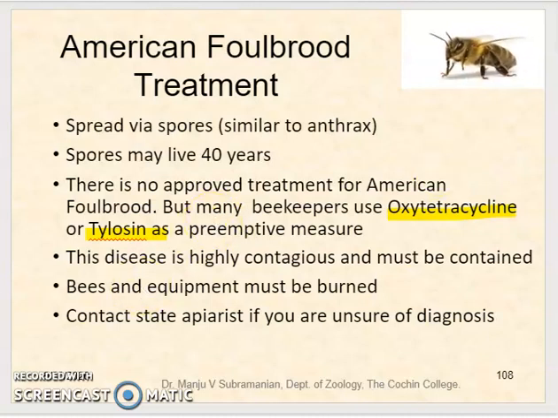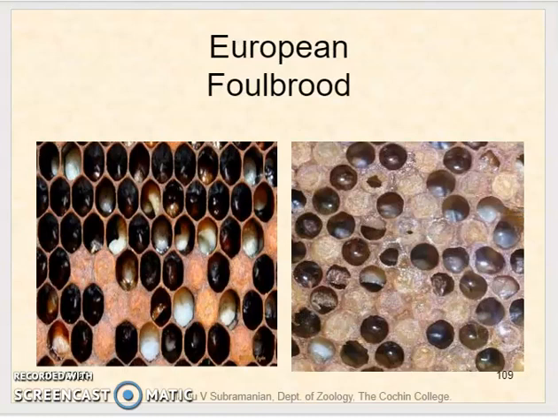Next is European foulbrood, which is another type of brood disease. This disease is caused by Melissococcus and is particular to certain species of bees, and it affects the larvae of all castes. You can see here the same symptoms: irregular capping, open chambers, and the larva inside without a cap.